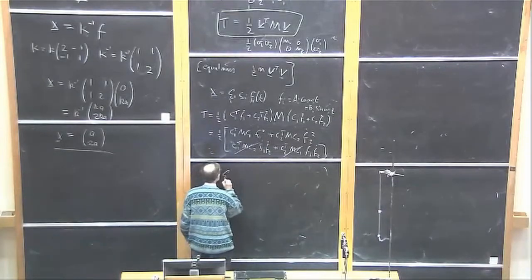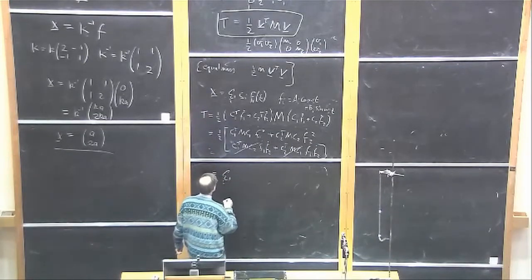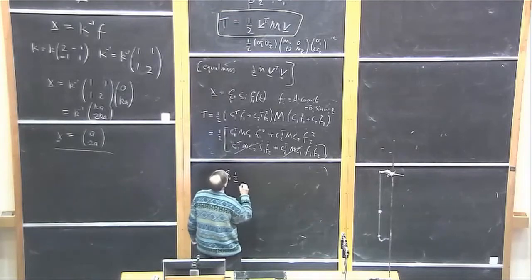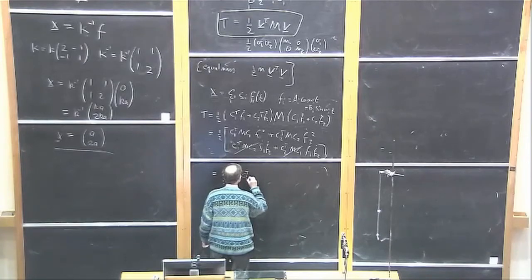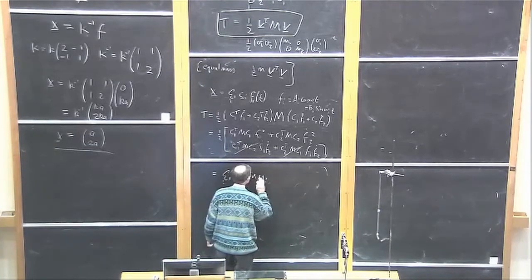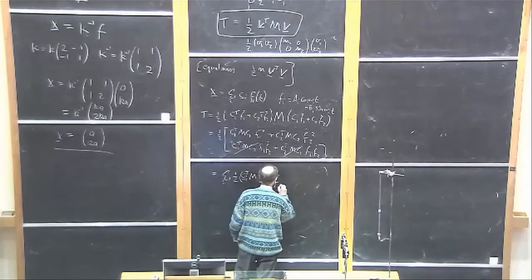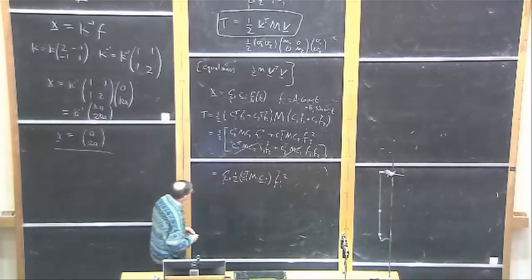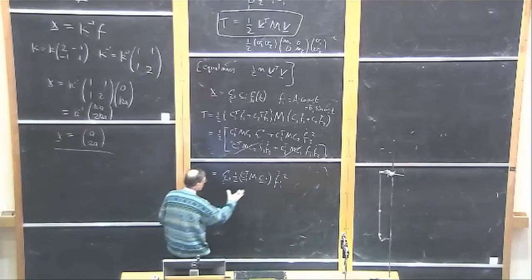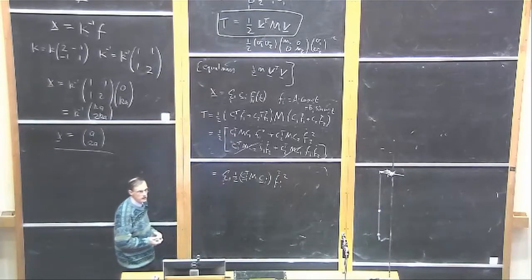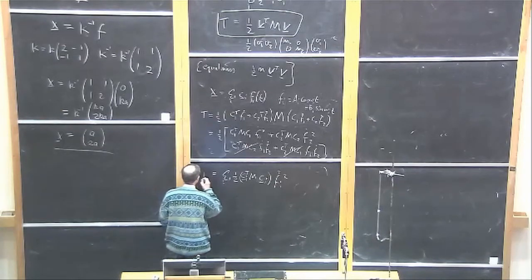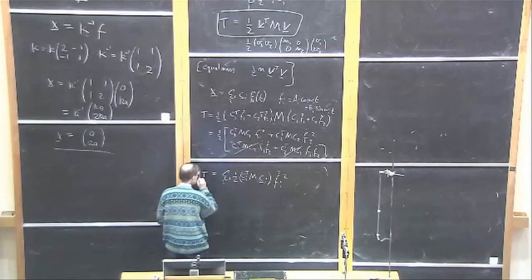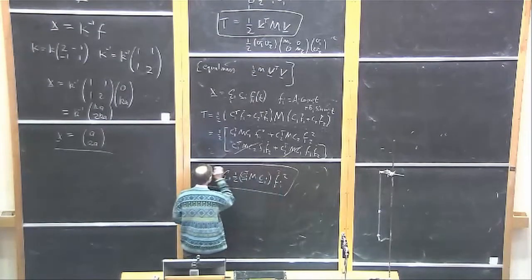So it's 1/2 sigma over i, modes again, 1/2 Ci transpose Ci Fi dot squared. So the kinetic energy is a sum of kinetic energies associated with each mode. So the kinetic energy splits up into a sum over modes.